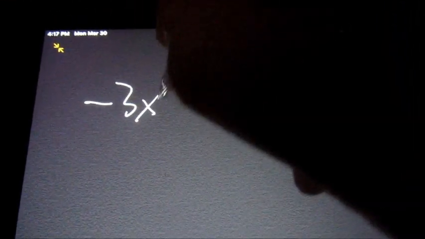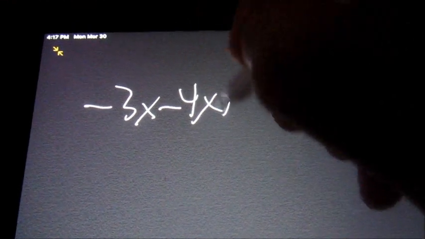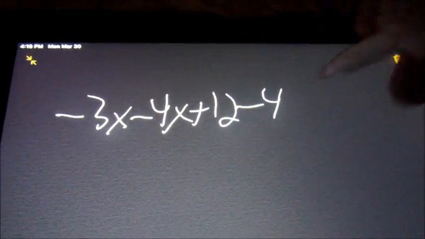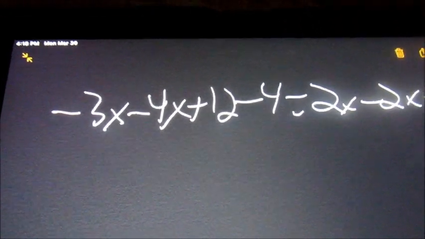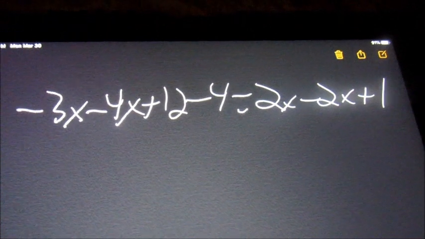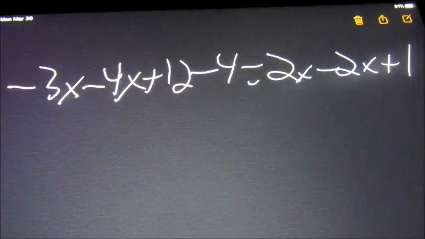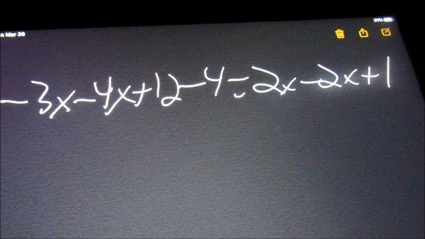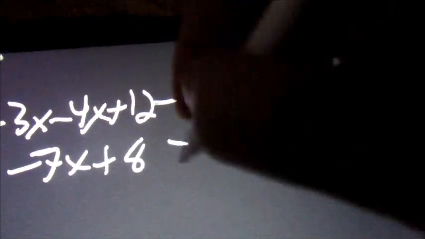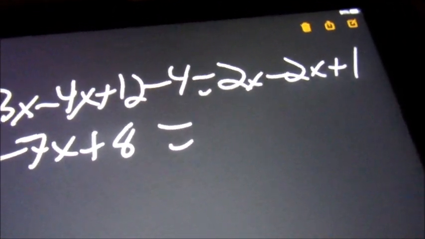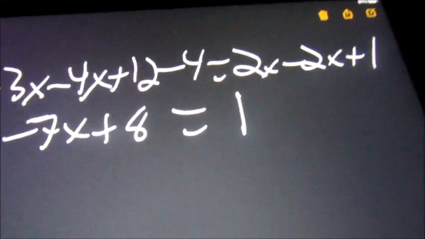Okay, so now one that has quite a bit more to it. Let's say we have negative 3x minus 4x plus 12 minus 4 equals 2x minus 2x plus 1. So the first thing I need to do is combine like terms on each side of the equal sign. Negative 3x minus 4x is negative 7x. 12 minus 4 is plus 8 equals 2x minus 2x is 0, and we're just left with a 1.